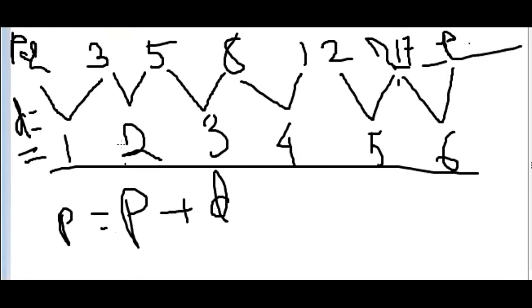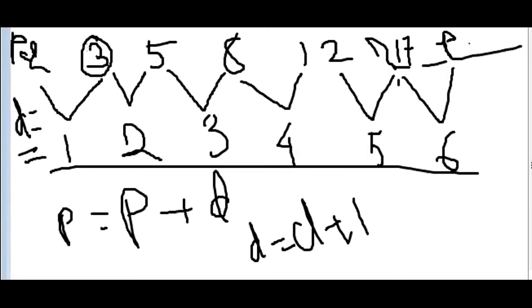Next time, D will increase. D equals D plus 1, so we increase D by 1 like this. D was 1, and 1 plus 1 is 2. Then again, now this 3 is going to be P, and it will be added with 2. Then we get 5. Now, at this moment, if it is confusing to you, then no problem.